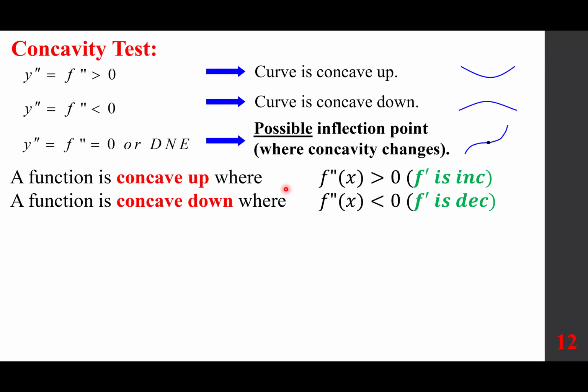A function is concave up where f double prime is positive. That means f prime is increasing, and concave down where f double prime is negative, or f prime is decreasing. How do we find it? Again, sign graph. Now, a lot of times students may mix up the concavity test with the second derivative test.